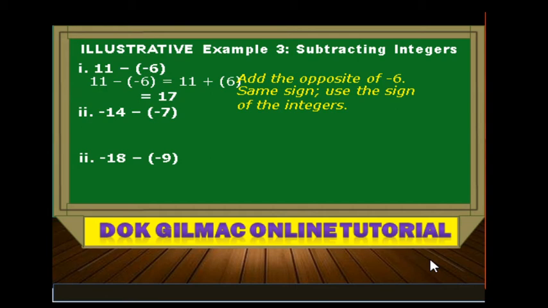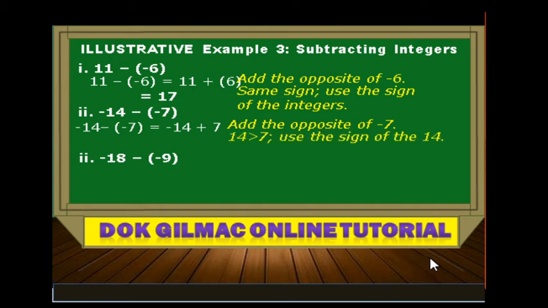Negative 14 minus negative 7. Add the opposite of negative 7. So we have negative 14 plus 7. Okay, the absolute value of negative 14 is greater than the absolute value of 7. We use the sign of 14. 14 minus 7 is 7. Affix the sign of negative. So we have negative 7.